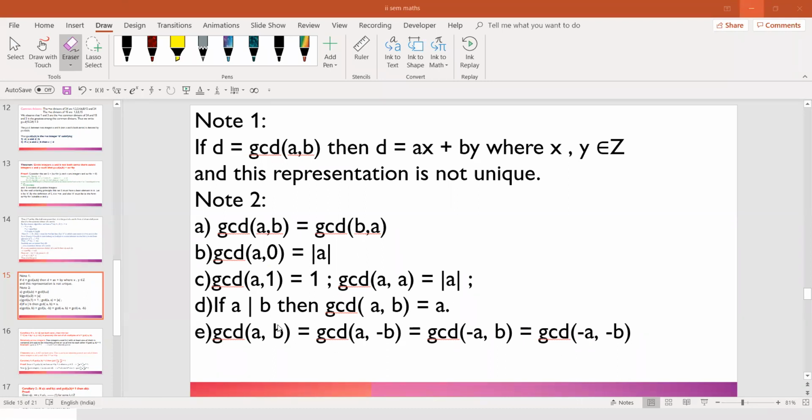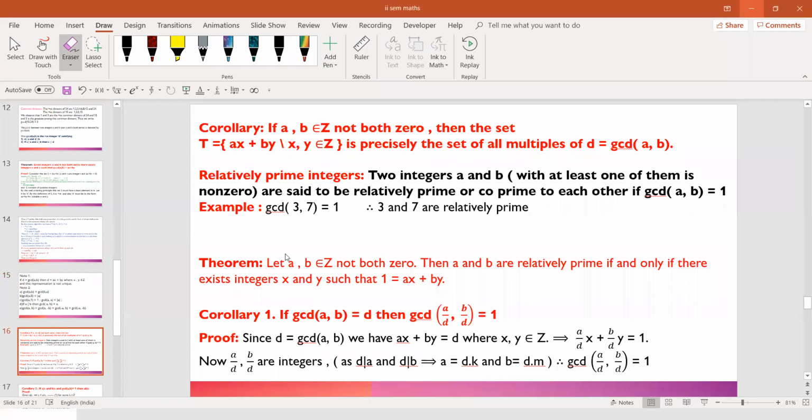And look at the last one. This is important. GCD of A and B, GCD of A and minus B, GCD of minus A and B, and GCD of minus A and minus B, all are the same. Okay, I'll move on. See here, one corollary based on the previous theorem. We can conclude this. Okay, I will leave this statement. You read and understand.